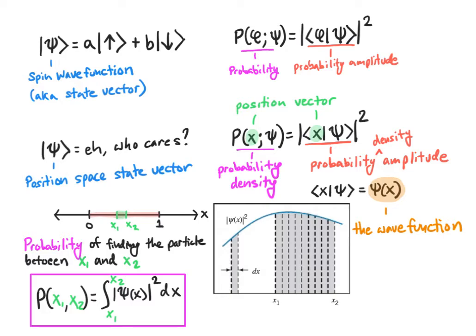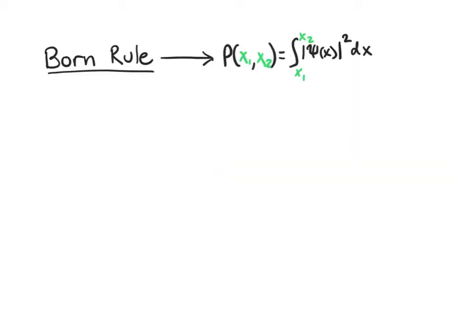I also want to remind you that this relationship between the wave function and the probability, whether with spin or with position, is a postulate of quantum mechanics. This is not something that we derive. It's something that was hypothesized and subsequently verified over the course of 100 years by this point by experimentation. It's called the Born rule after the physicist who first proposed it, named Max Born.